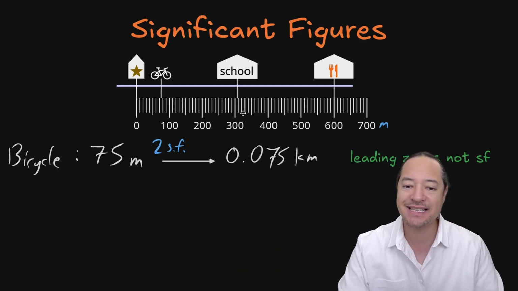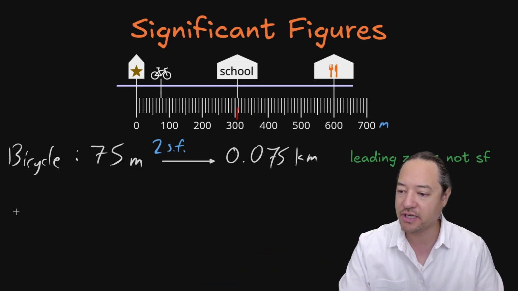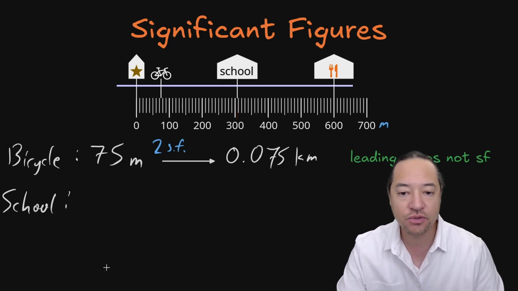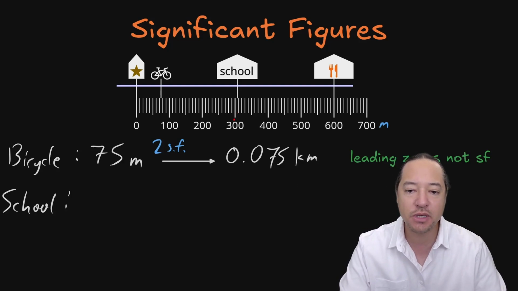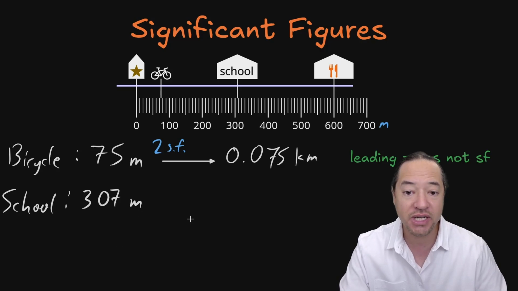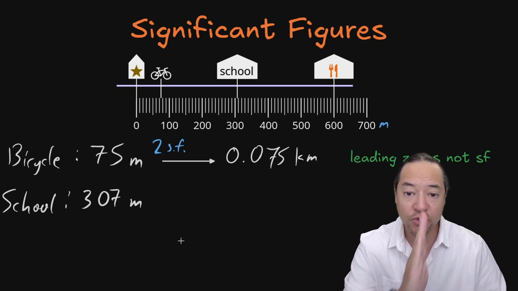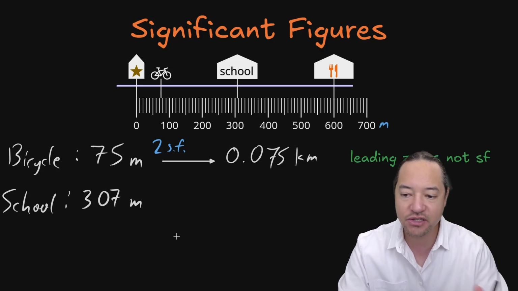Well, let's measure the distance now to your school. Okay, let's do that. So the school, your neighborhood school here, looks like it is going to be more than 300, but less than 310. And if I look at this, I can kind of squint. It's more than halfway between. So let's say that's 307 meters. Okay, that's more than 300, less than 310, and more than halfway over to 310. Right. So 307, I think, is a reasonable number.